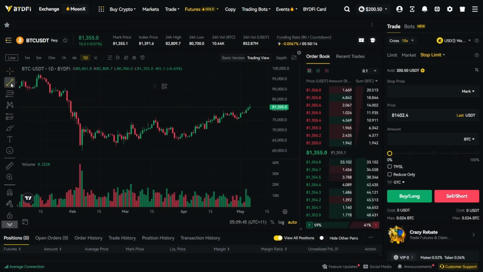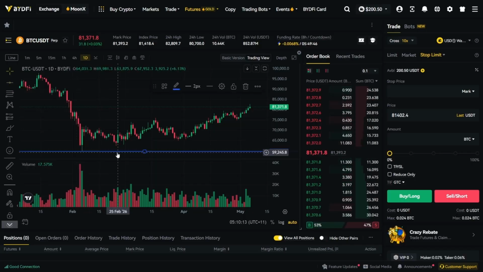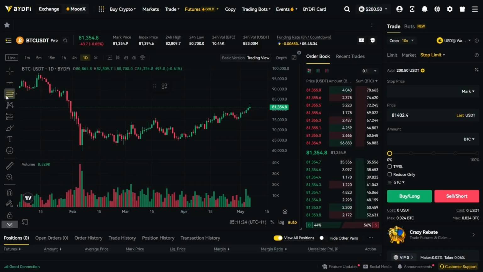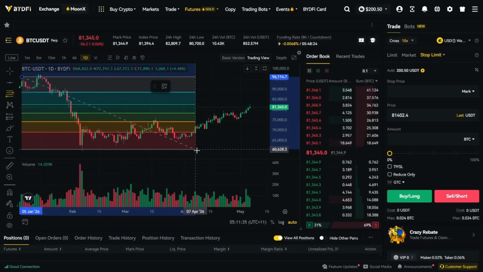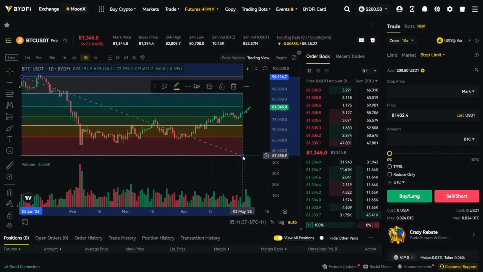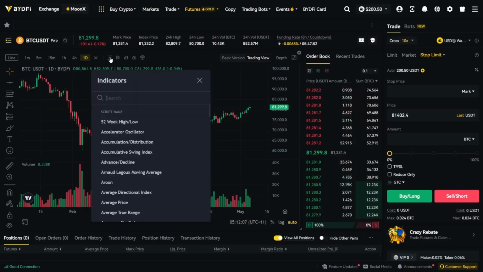You can use trend lines to follow direction, horizontal lines to mark key support and resistance, and tools like the Fibonacci retracement to spot potential entry or exit areas. You can also add indicators on the top here. These are built-in tools that help with analysis. Common ones include moving averages for trends and RSI to track momentum.